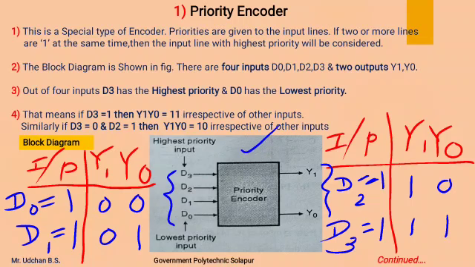Now here, priorities are given to the input lines, that is D0, D1, D2, D3 are prioritized. If 2 or more lines are 1 at the same time, then the input line with the highest priority will be considered. D3 has the highest priority and D0 has the lowest priority, meaning priority decreases from D3, D2, D1 to D0.